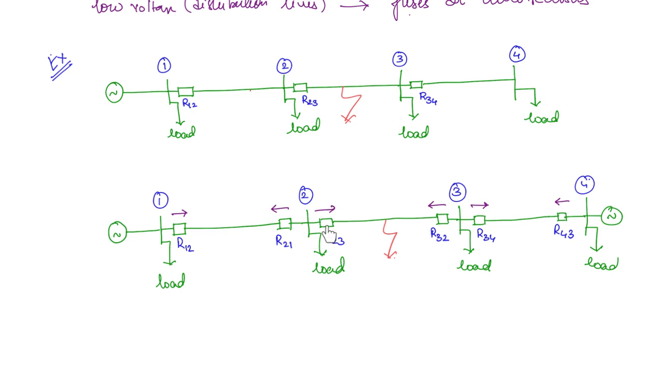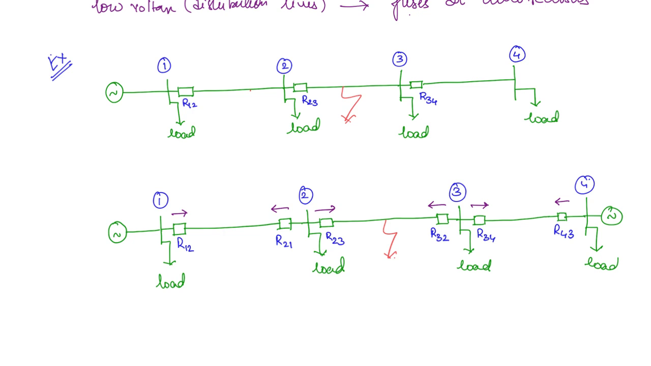Now for this R23, the backup protection is going to be R12. That means R12 should not operate first. It should operate only if R23 has failed, because if this operates first, then this load will not be supplied. Whereas if only R23 acts, then this load will be supplied without any problem. And from here this generator can also supply the load at bus 3, because R32 is breaking off. So that is the advantage.